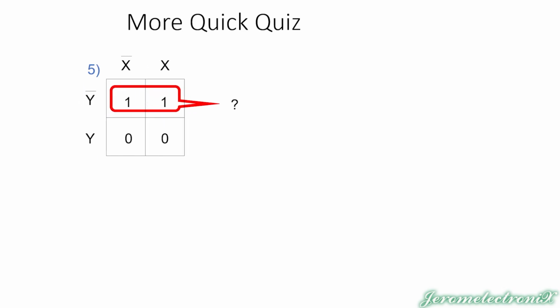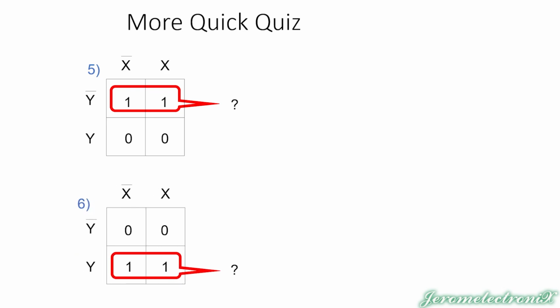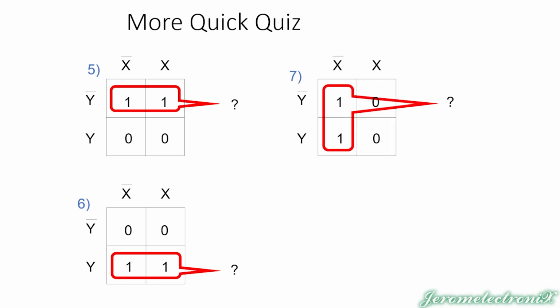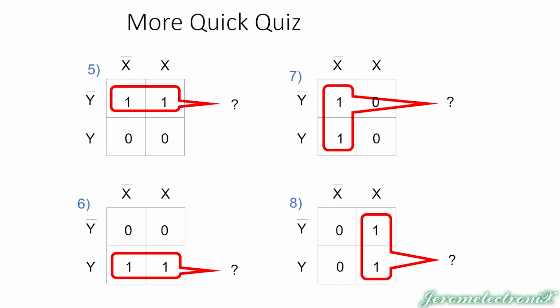So now write this on your paper. There's quiz question 5. Write it down. Lock it in. Quiz question 6. Write it down. Quiz question 7. Write down the answer. And quiz question 8. Write down the answer.